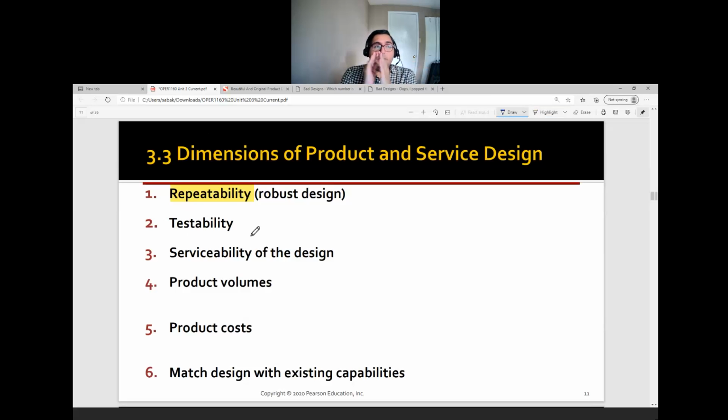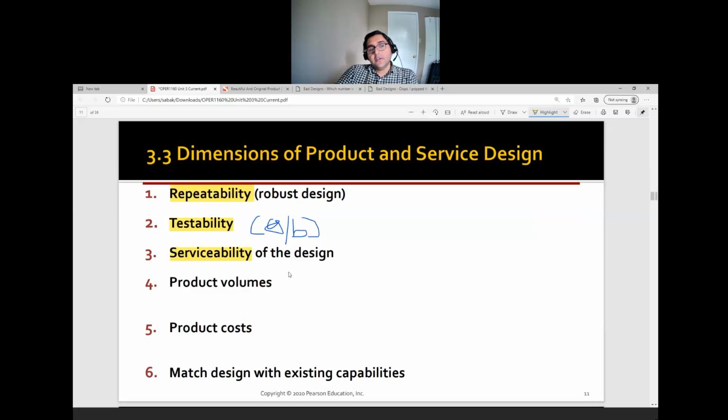Now the next one is called testability. Testability means if I make a product, I should be able to test whether the product is good or bad. So testability refers to the ability to check whether it is good, G, versus B. So I can decide whether the product is good or bad. I should have some mechanism or method to check whether the product is good or bad. That's what testability refers to.